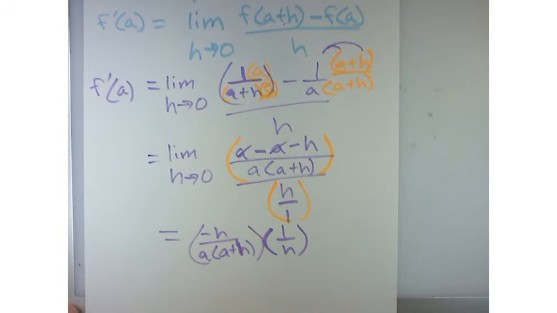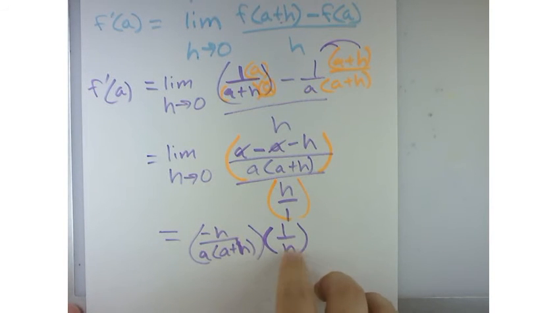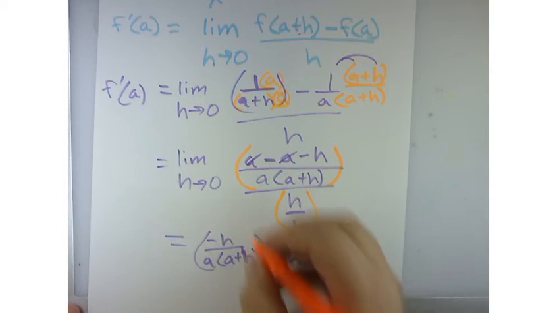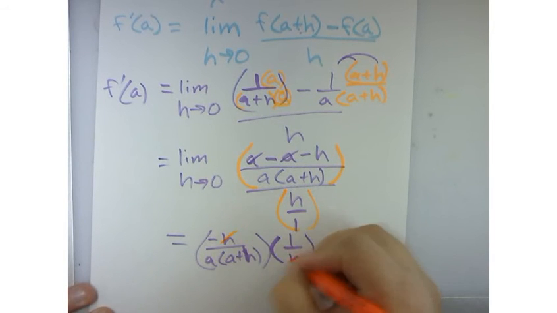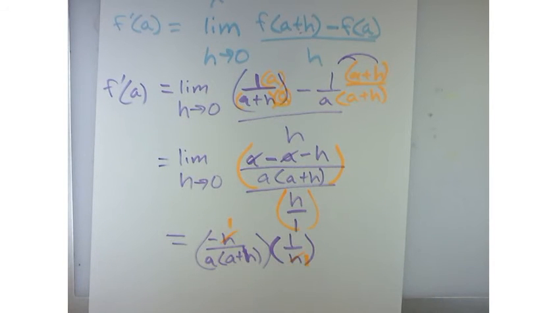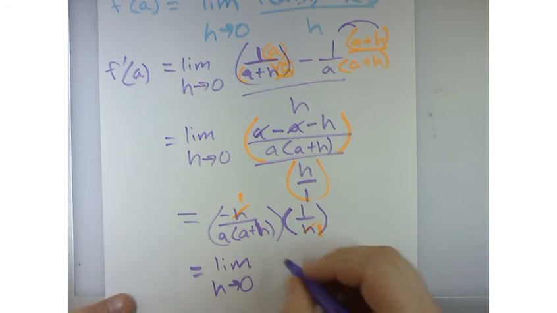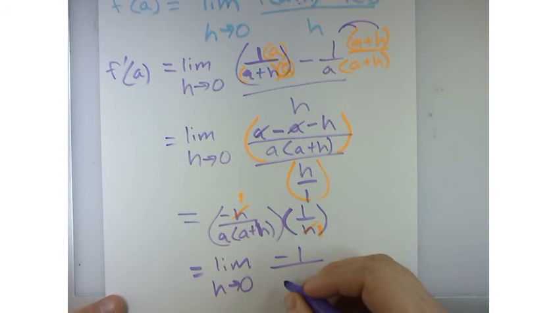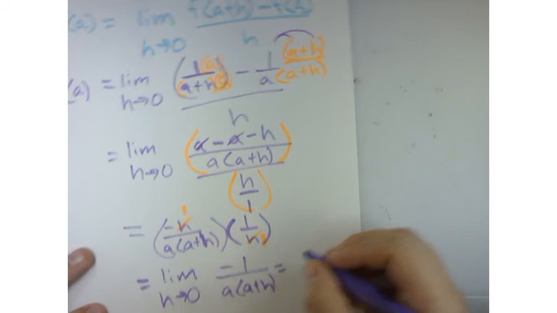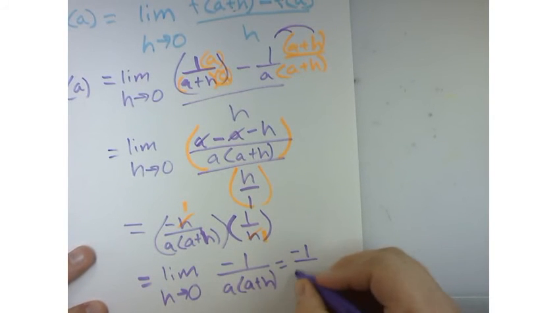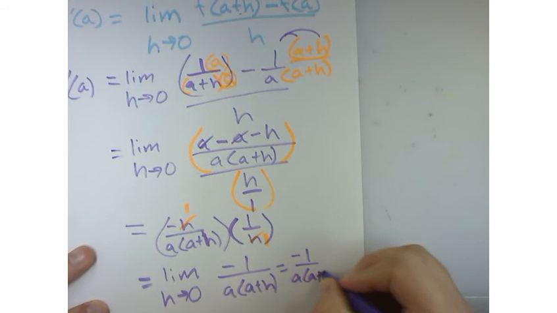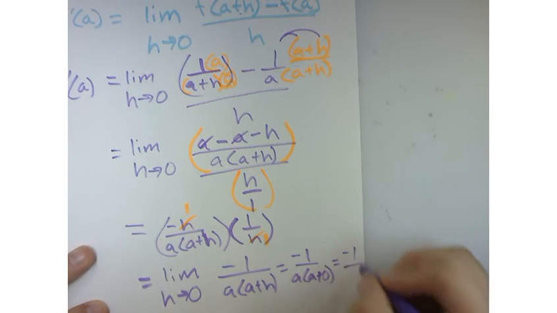Now, what happens to this h? Because this whole thing is messed up because of this h. When I go to plug the 0 in here, it's undefined. But now, that h cancels with this h and reduces down to 1 over 1. So now I'm going to take the limit as h approaches 0 of -1 times 1, which is -1 on top, all over a times a plus h. Well, if I plug in 0 for h, I get a times a plus 0, which is -1 over a squared.